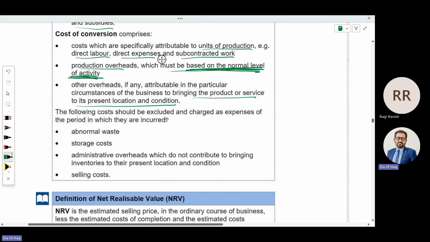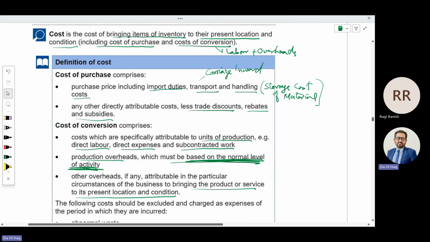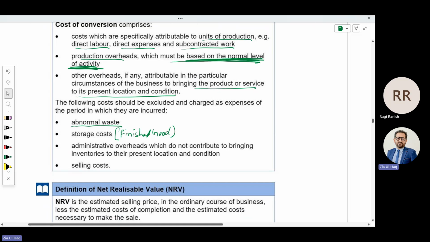The following costs should be excluded and charged as an expense in the period in which they are incurred, meaning these should not be part of cost. What are those? Abnormal wastages. Storage cost. This is relating to finished goods, not the material. Material storage cost will be part of the cost. But the finished goods storage cost should not be part of inventory cost.